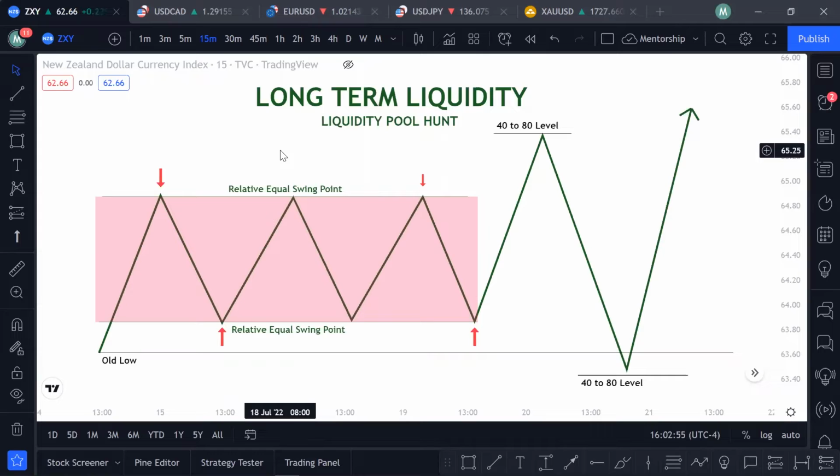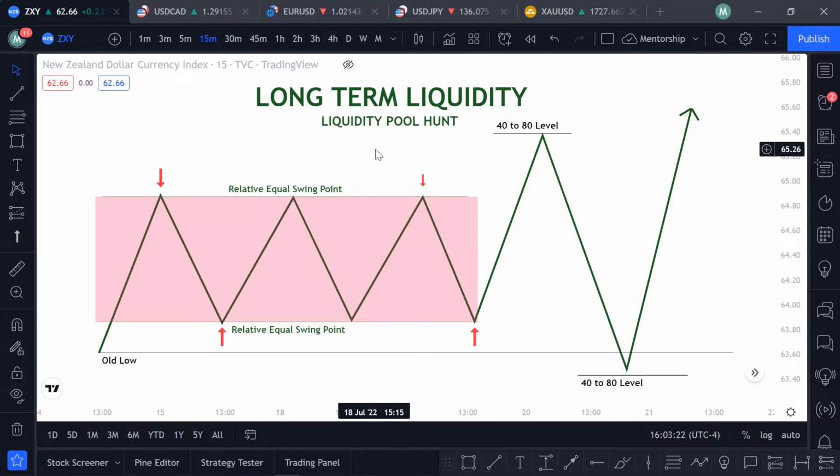As usual, it's a new concept related to smart money concepts, and we're going to use institutional levels for entries and my smart trading entries. We are looking at long-term liquidity.